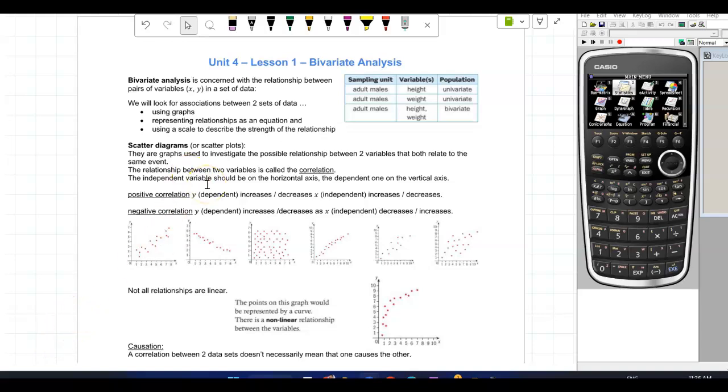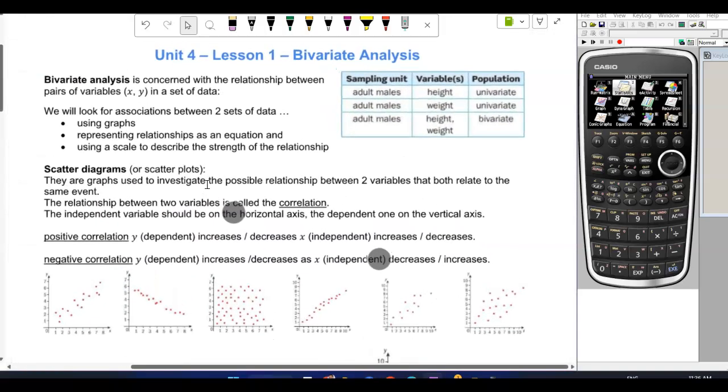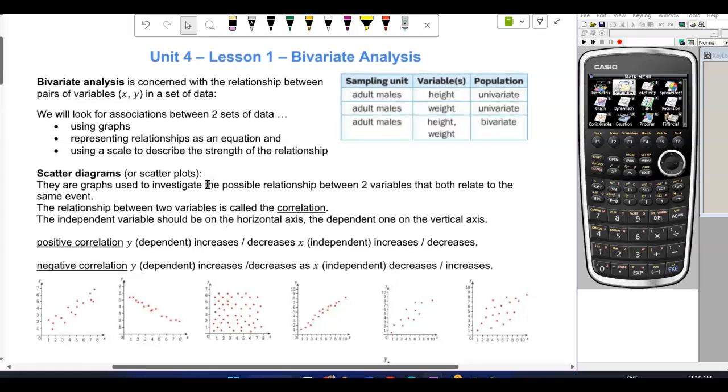Fine. So Unit 4 Lesson 1, Bivariate Analysis is concerned with relationship between pairs of variables. Pairs of variables, there are two variables. So univariate has only one variable.